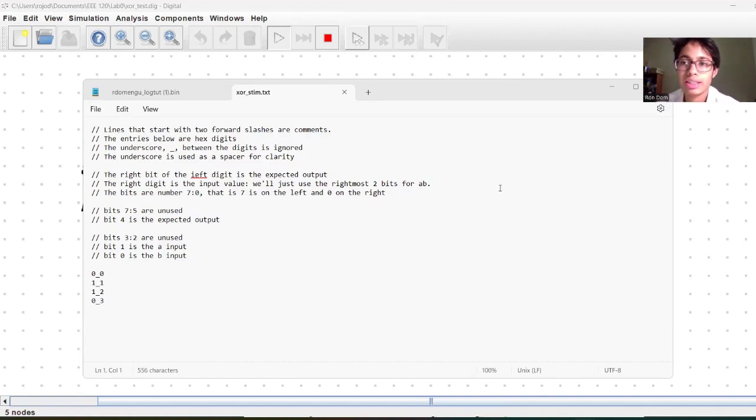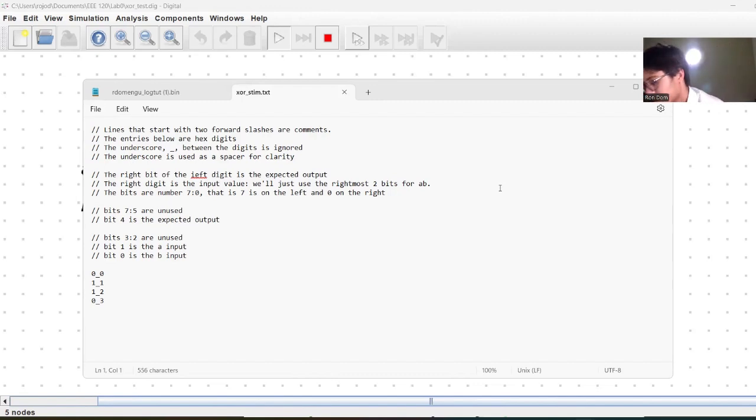We can also test our circuit using this text file, converting our inputs and outputs to hexadecimal form with two groups of 4 bits. As you can see, we have eight. The circuit is 8 bits. Bit 0 is the B input. Bit 1 is the A input. 2 and 3 are unused. 4 is the expected output Y, and then 5, 6, and 7 are unused, with 7 being on the left and 0 being on the right.